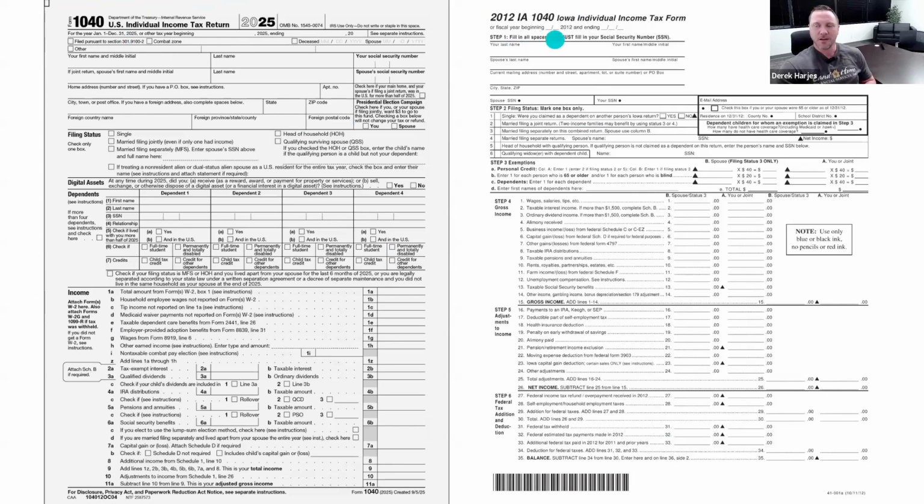This is the IA 1040 or Iowa 1040, right? This is a state because it says Iowa. This is the federal because it says US. When lenders ask for your tax returns, they need this one. They need the US. They do not need or want the Iowa one, okay?